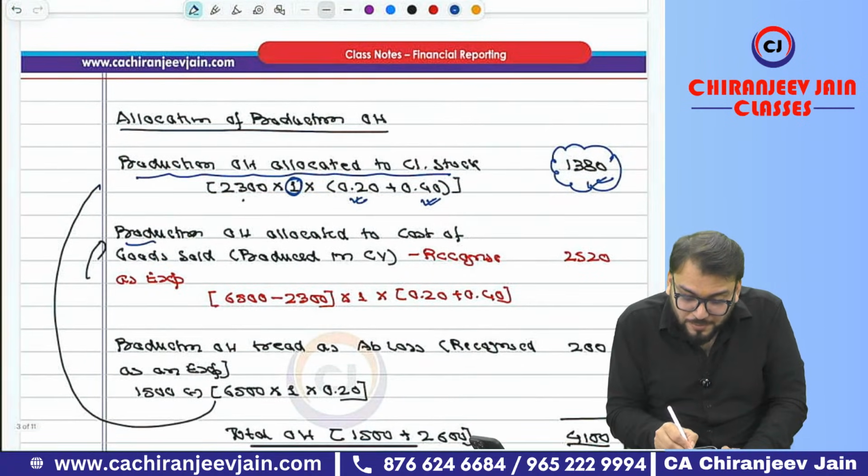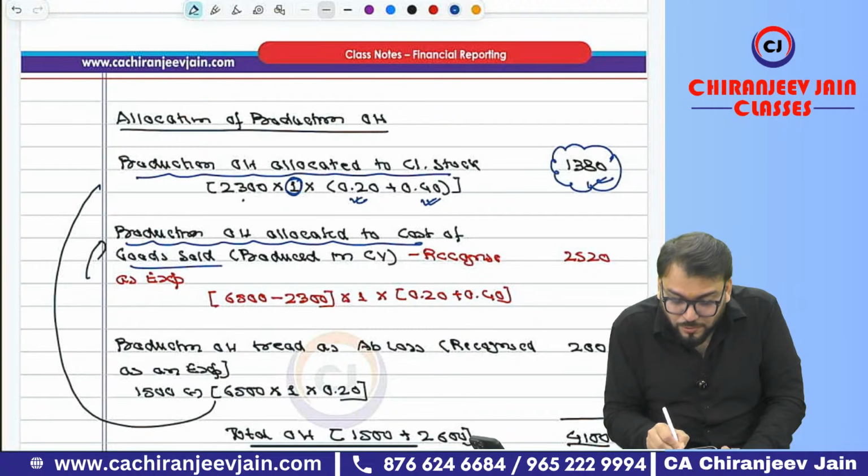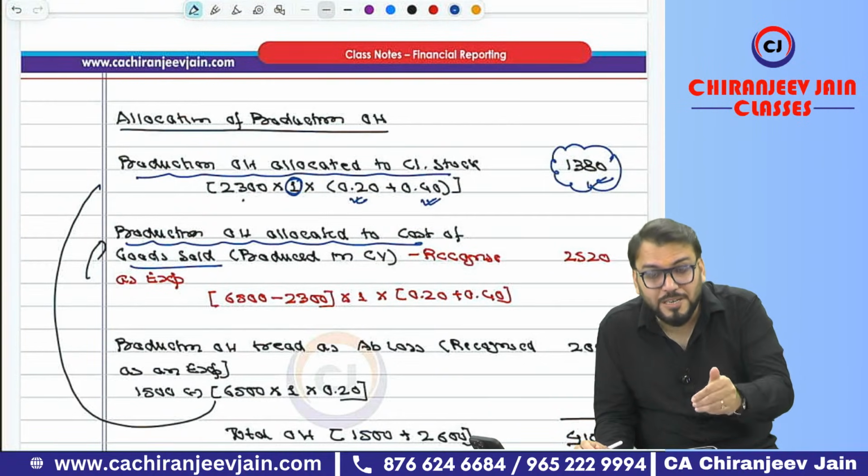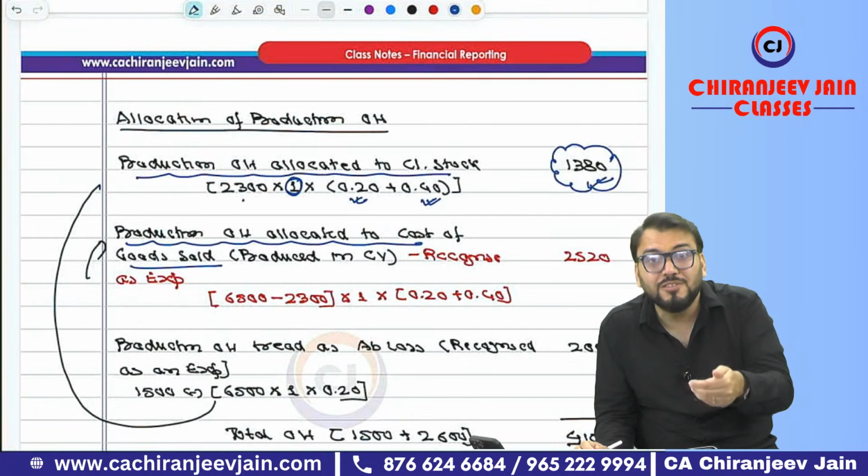Now how much production overhead will be allocated to cost of goods sold? The cost of goods sold produced in the current year. So how much has been sold during the current year?